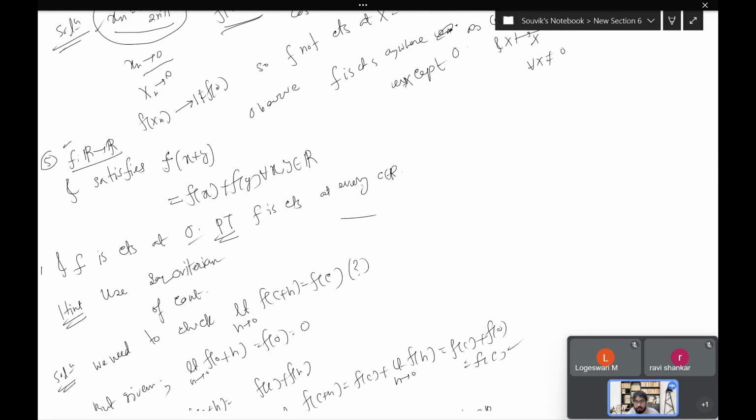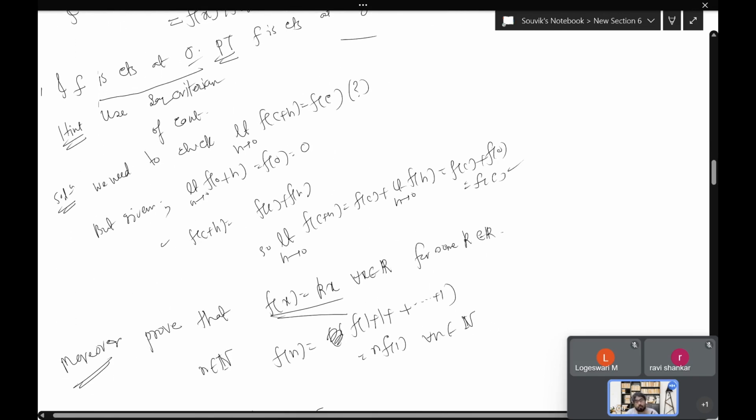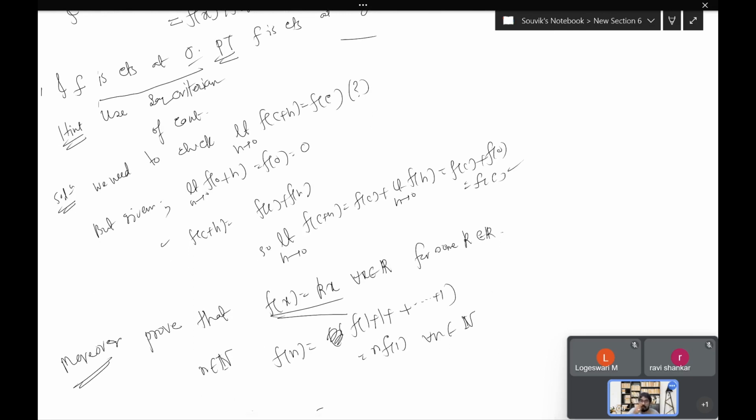So let's move to the next problem. Suppose the function f from R to R is a real valued function over R, and suppose f is an additive function, and given that f is continuous at 0, we have to prove that f is continuous at every point in R. So Ravi, please go through the solution once. Please let me know if you have any confusion in any line.